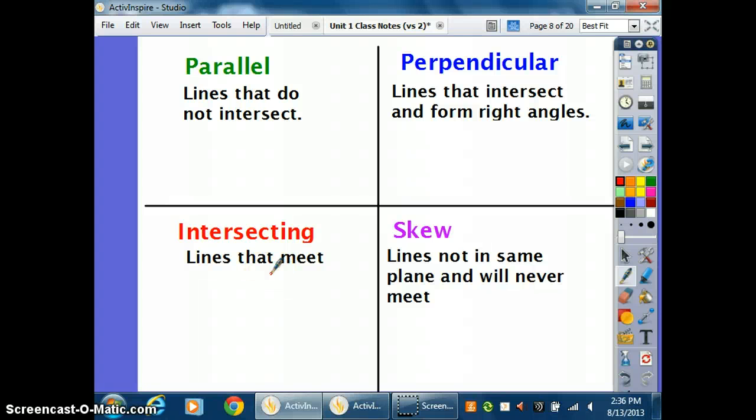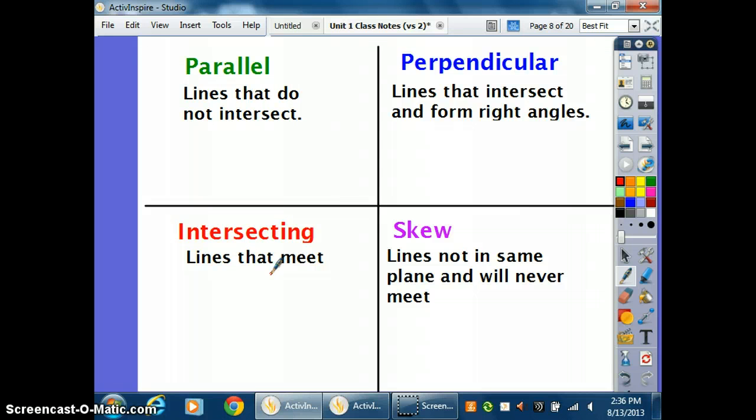If you could find this page in your geometry notebook, that'd be great. We're still continuing with lines and planes, more geometry vocabulary. We're going to talk about parallel, perpendicular, intersecting, and skew lines. Okay, so parallel lines are lines that do not intersect.